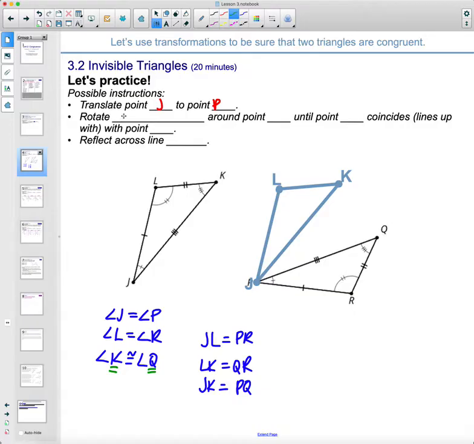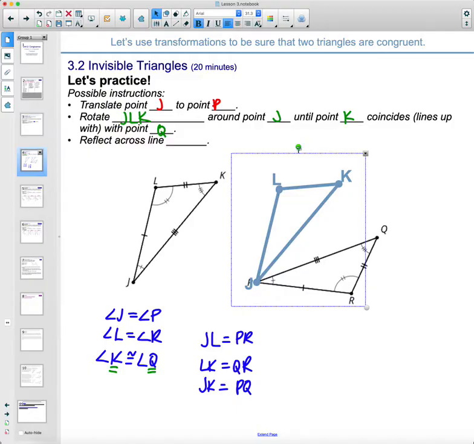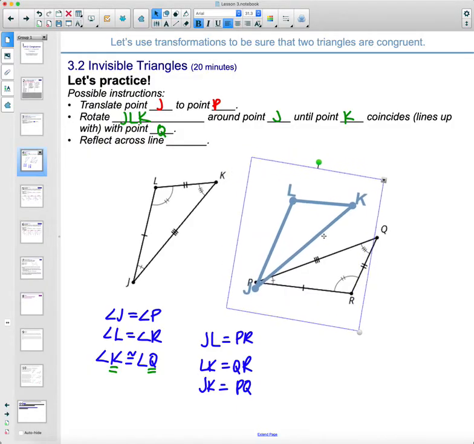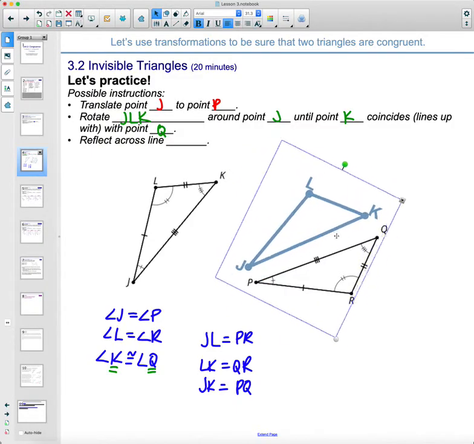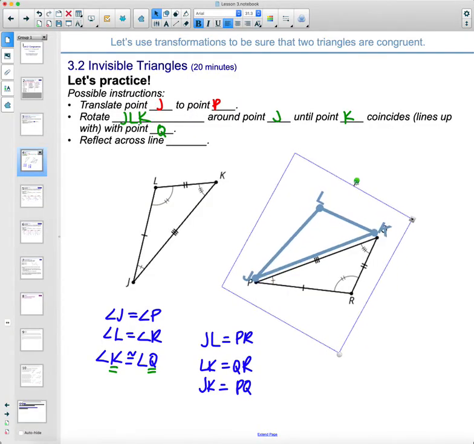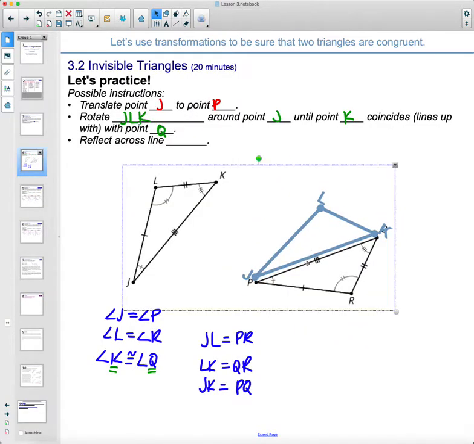So I'm going to rotate the triangle. So I'm going to ask my partner to rotate triangle JLK around point J because I want this to stay. Okay, so I want this one to stay put until K coincides with Q. So until K hits Q, then I want them to stop. So now my partner would hold point J in place and then rotate the triangle until K lands exactly on Q, and then they would stop.